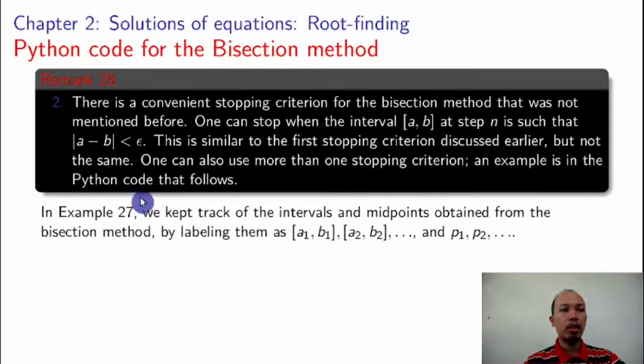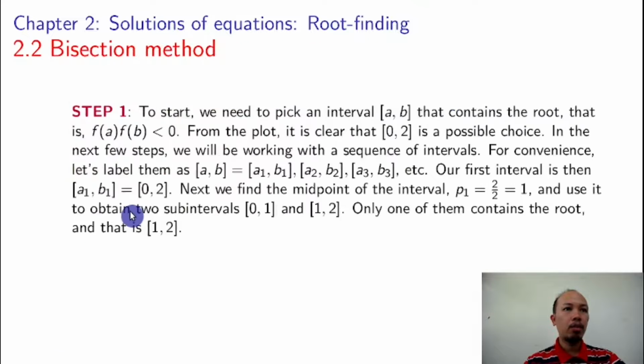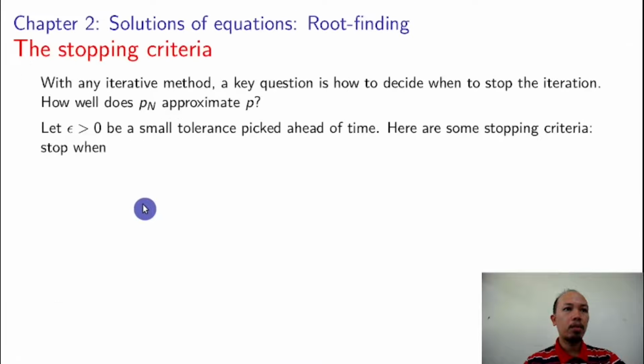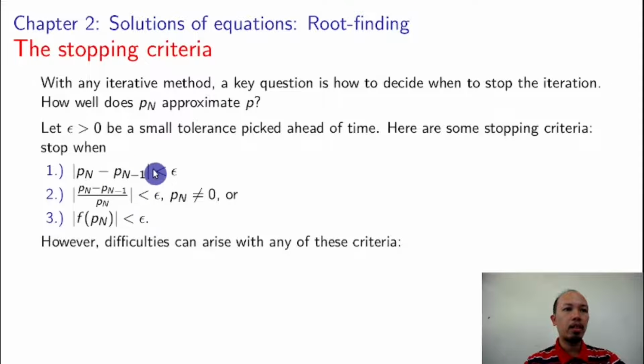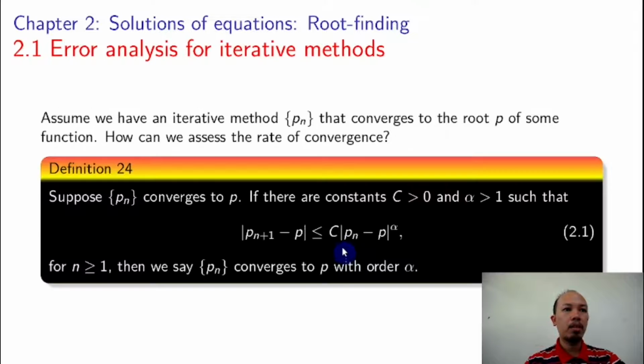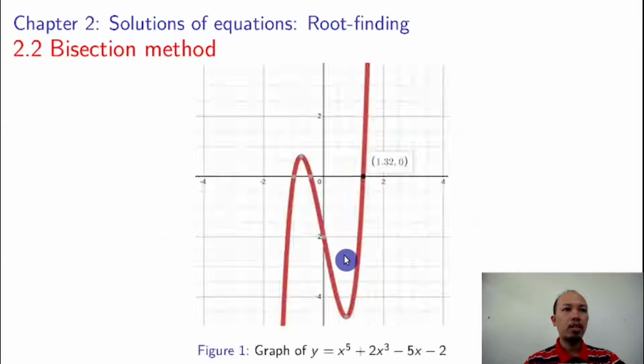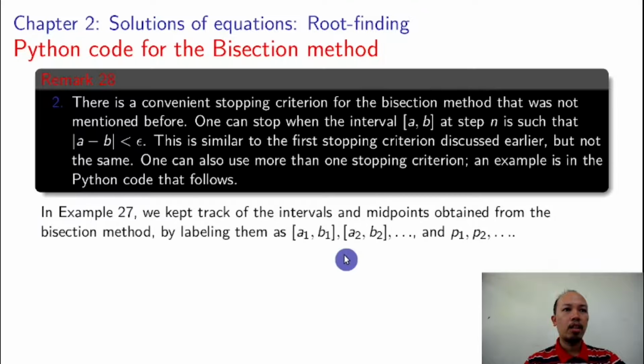Before I discuss the Python code of the bisection method, wherein I am going to put a stopping criterion, remember that this is number one in our stopping criterion. I don't know if you recall. Let's go back to somewhere here. This one here, it's number one. So either you can use number two or number three. It depends upon your choice. But let's try this one. Maybe we will apply the other in your problem set.